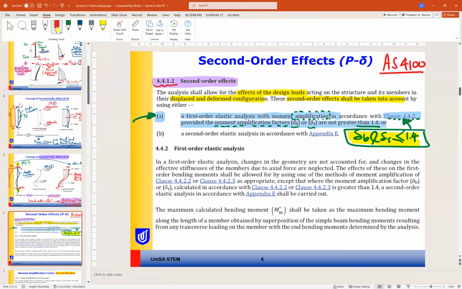Okay, so let's have a look at the first one here, A, which is the first order elastic analysis. In this method, changes in the geometry are not accounted for. The changes in the effective stiffness of the members due to axial load are neglected. So the standard gives us some ideas about how the method works.